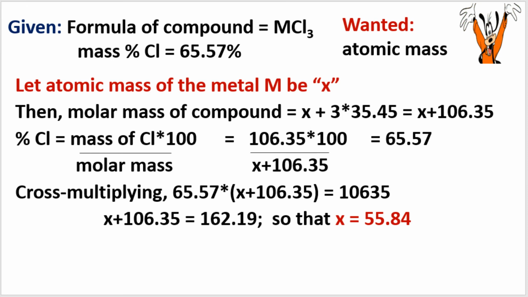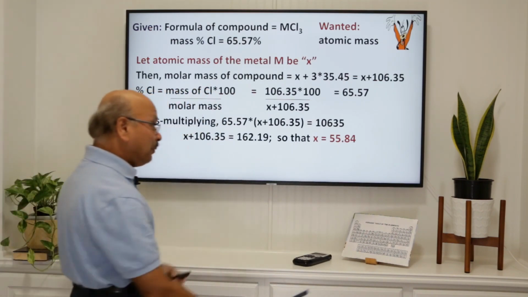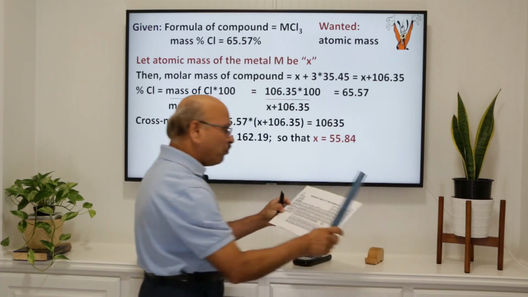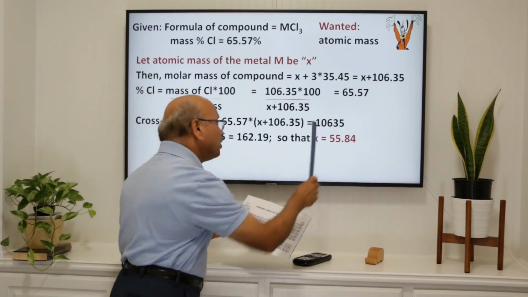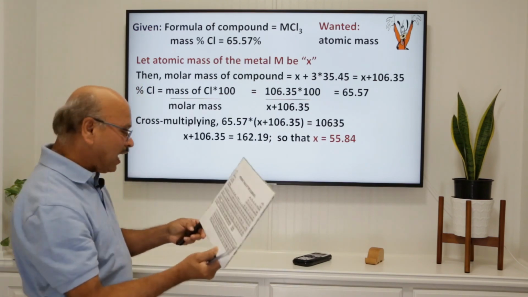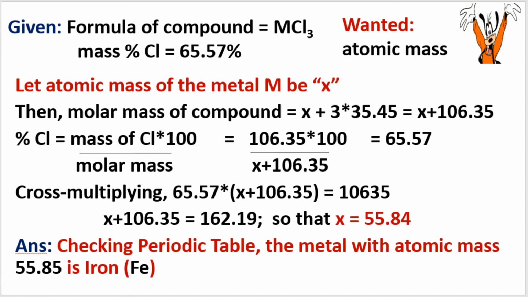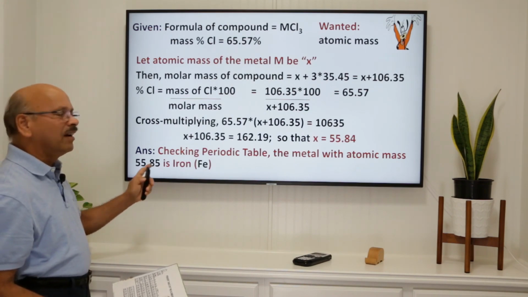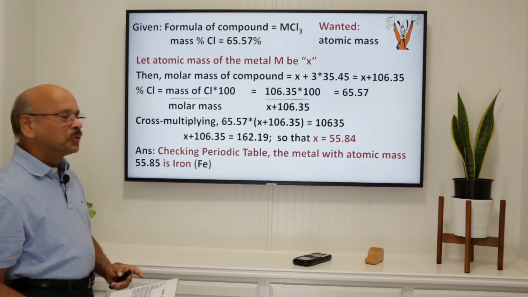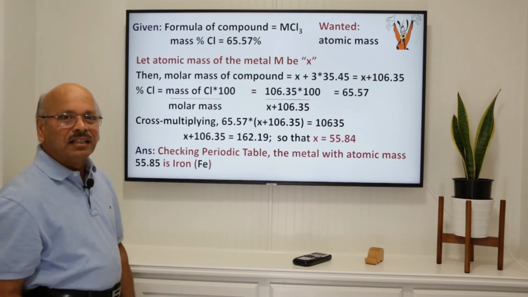Once you get X, that is the atomic mass of the metal. Now look at the periodic table. Find the atomic mass which is nearest to 55.84. If you look at that, you can see that the element, or the metal, with 55.85 is iron, Fe. So that is the metal that is asked in the question.